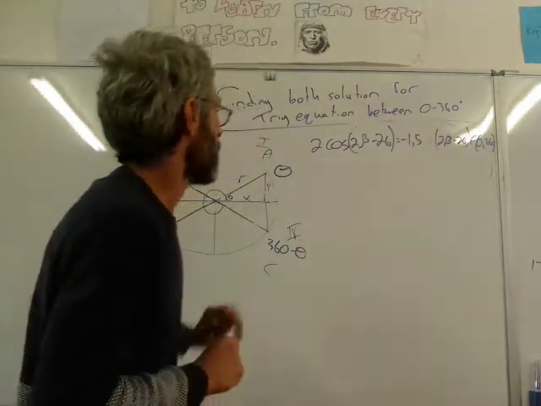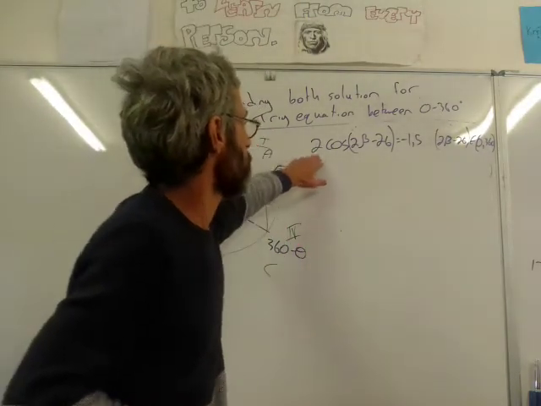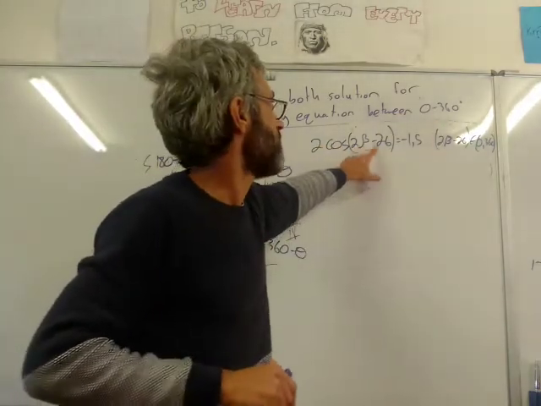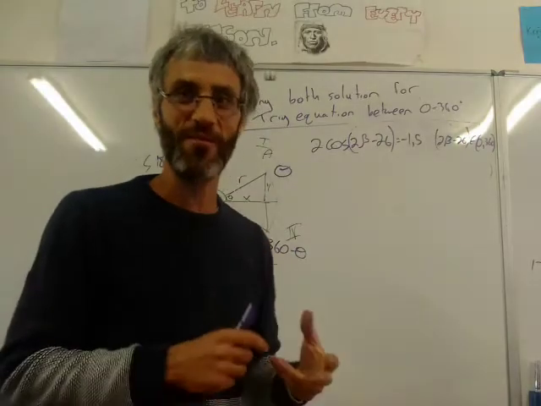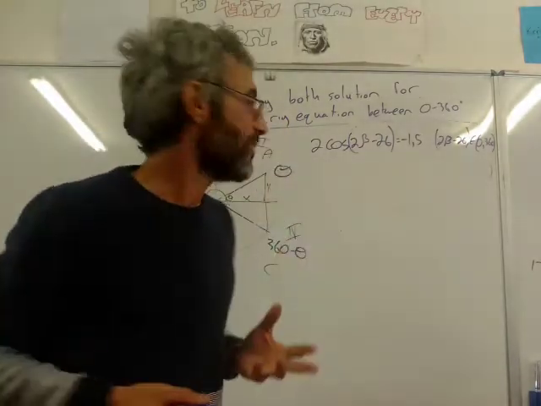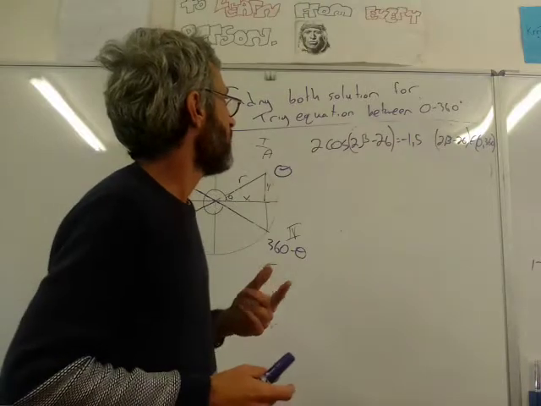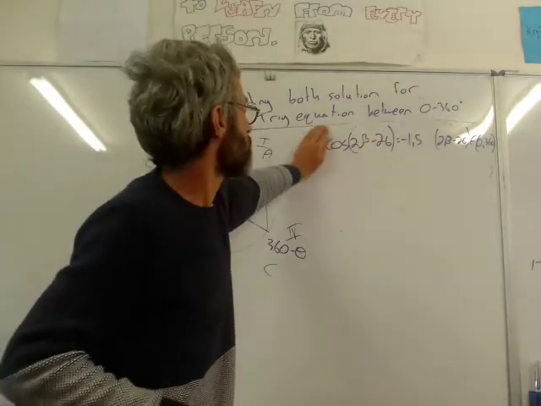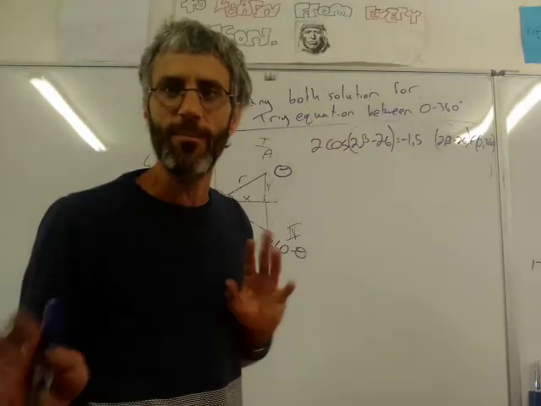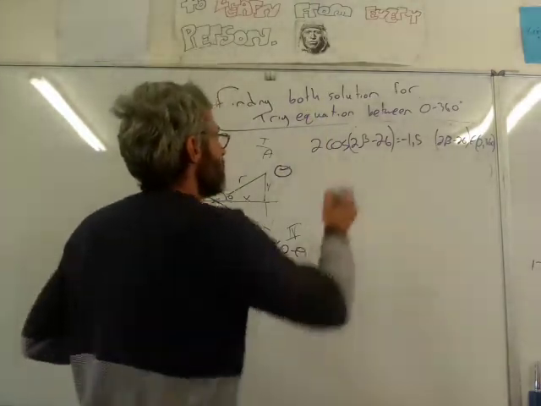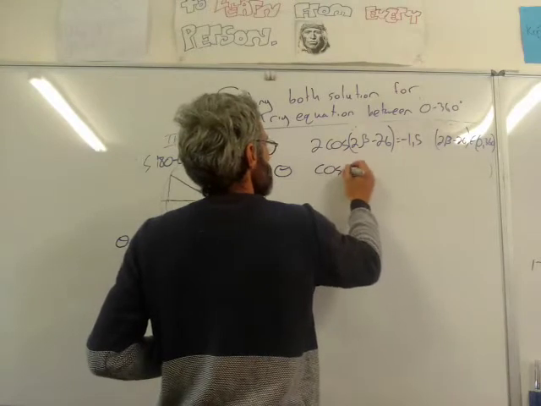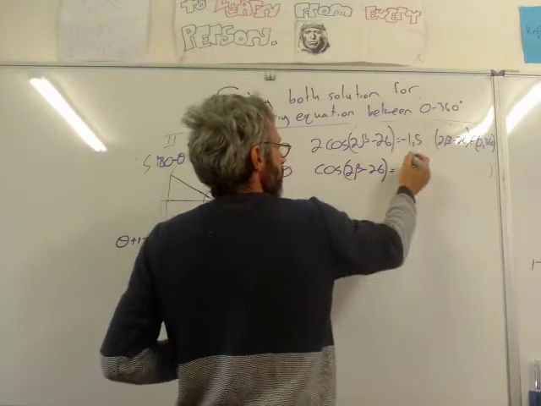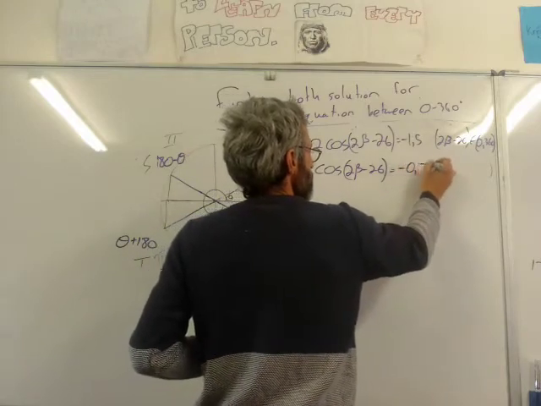It's a bit hard. Okay, so I've got this equation: 2 cosine (2 beta minus 26) equals minus 1.5. Just like what we did with the tan, let's try and get rid of things next to the cosine. I want just a pure cosine, with no numbers next to it or ahead of it. So I'm going to write cosine (2 beta minus 26) equals minus 1.5 divided by 2, which is minus 0.75.